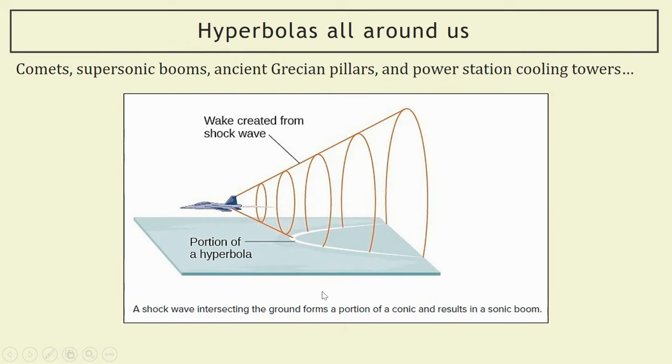Hyperbolas do occur in the real world a lot. You think about the orbits of comets, which can be approximated this way. You've got sonic booms. Looking at this here, the sonic boom, the shock wave that's coming out of there, you end up with a portion of a hyperbola that gets traced out on the ground by that shock wave. You see them in ancient Grecian pillars, and if you've ever seen a coal-fired power station and had a look at a power station cooling tower, that's a hyperbola as well. That shape is hyperbolic.